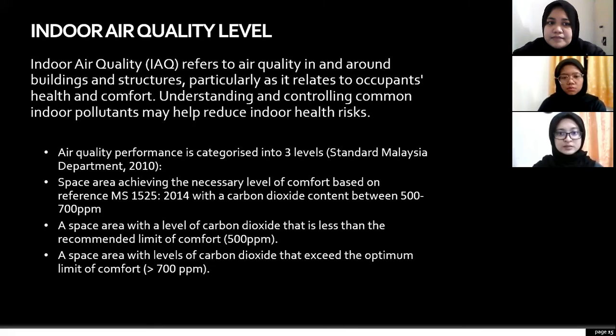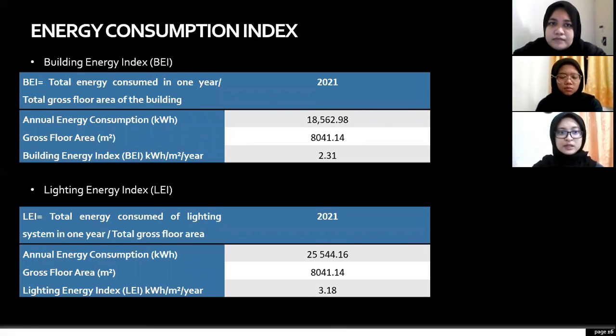First is a space area achieving the necessary level of comfort, with a carbon dioxide content between 500 to 700 ppm. Second, a space area with a level of carbon dioxide that is less than the recommended limit of comfort. Third, a space area with a level of carbon dioxide that exceeds the optimum limit of comfort, above 700 ppm. In this indoor air quality level, we could not do the test because of lack of equipment.